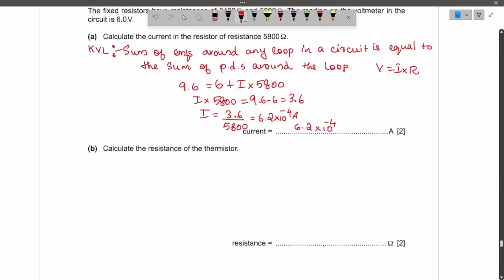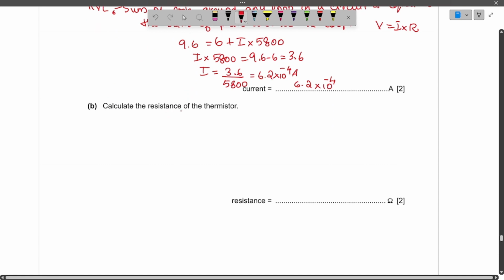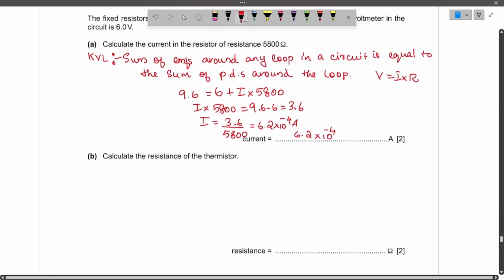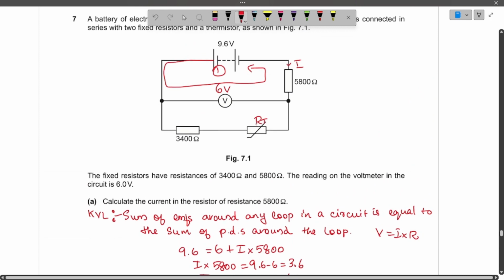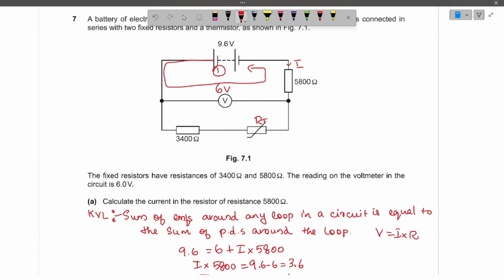Then the next question is calculate the resistance of the thermistor. So here you need to find out this resistance RT, the thermistor resistance. Here also you may use the KVL, I mean Kirchhoff's second law, voltage law. So which loop do you need to consider? We can consider the whole loop, right? The second one, the whole loop you can consider.